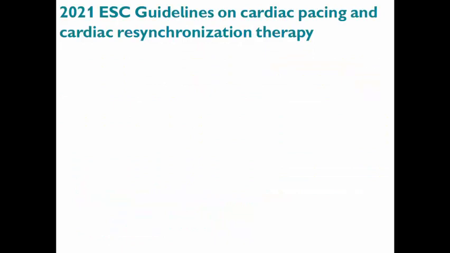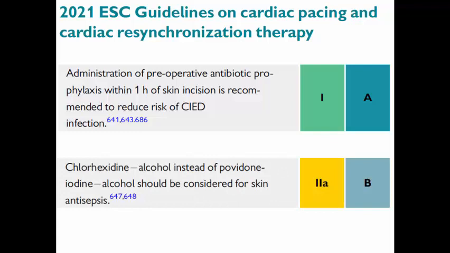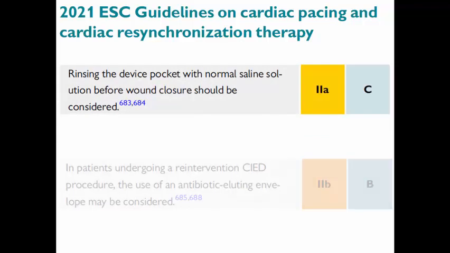So let's revise the 2021 guidelines of cardiac pacing regarding the prevention of infection. Administration of preoperative antibiotic within 1 hour of skin incision has a class 1 recommendation to reduce the risk of infection, and using chlorhexidine alcohol for skin sterilization instead of povidone iodine should be considered as class 2A. And rinsing the device pocket with normal saline solution before closure is also essential to reduce the risk of infection.